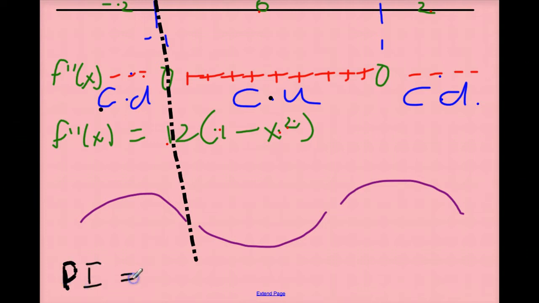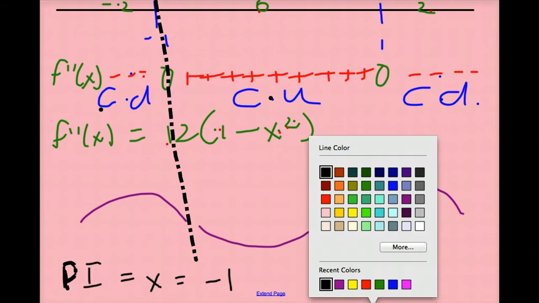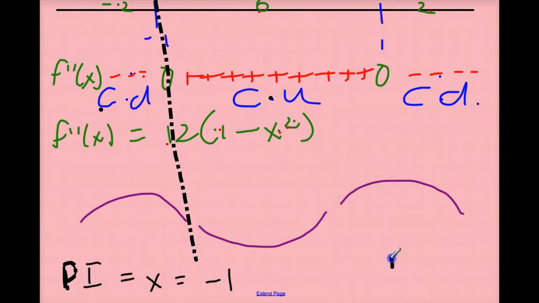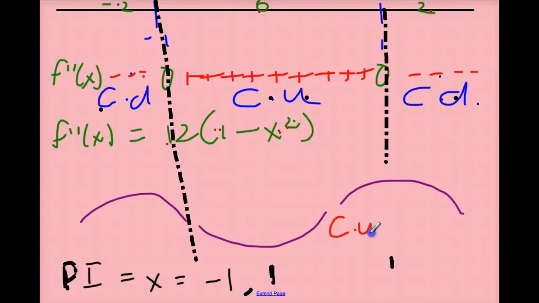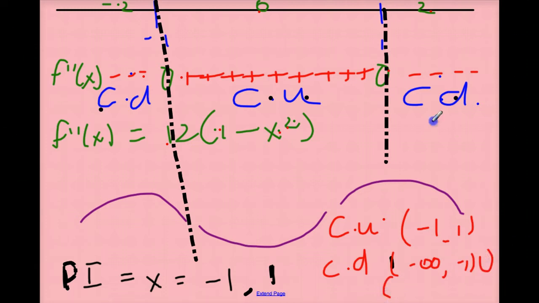A point of inflection is at x equals -1. I also have a point of inflection right here at 1, because I changed from concave up to concave down, so I can include 1 as one of my points of inflection. If I read the question again, it says to state the intervals where I'm concave up and concave down, and then find the coordinates of these points. So let's write these down. I'm concave up from -1 to 1. I'm concave down from negative infinity to -1, in union with 1 to infinity. So there are my intervals.